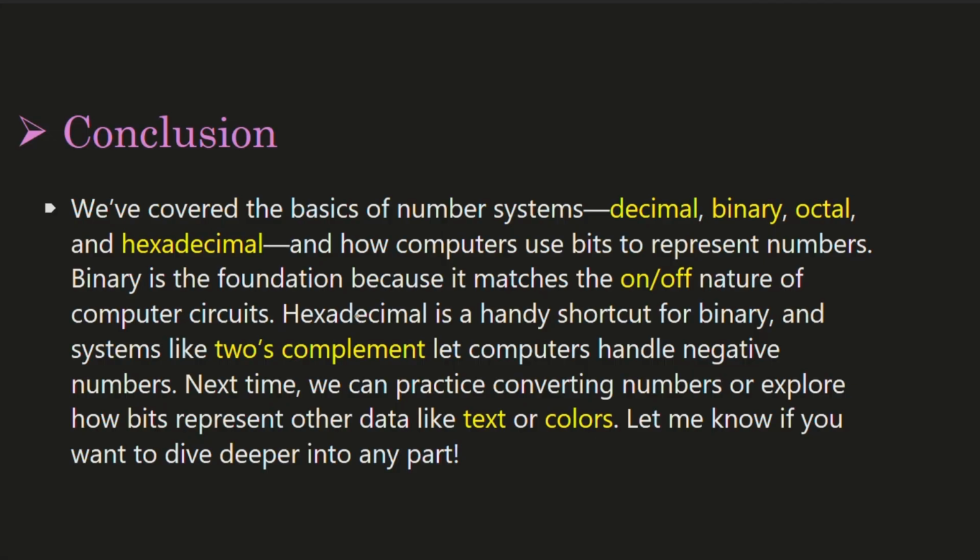In conclusion, we've explored the basics of number systems: decimal, binary, octal, and hexadecimal, and how computers use bits to represent numbers. Binary is the foundation because it aligns with the on-off nature of computer circuits. Hexadecimal serves as a convenient shortcut for binary, and systems like 2's complement allow computers to handle negative numbers.